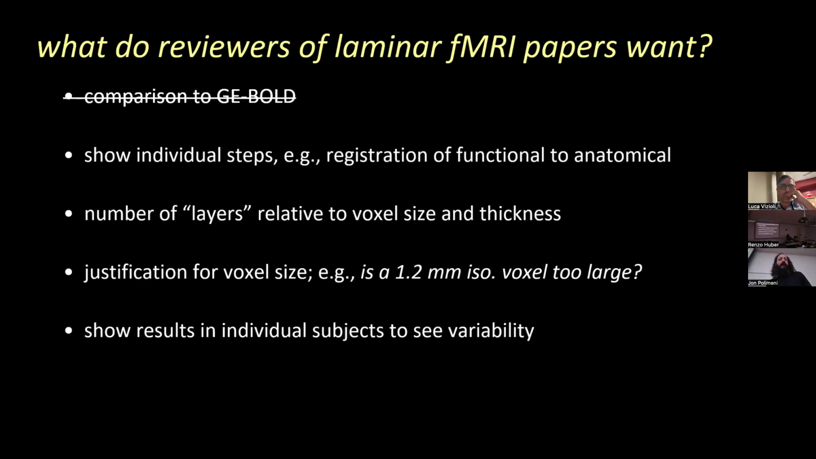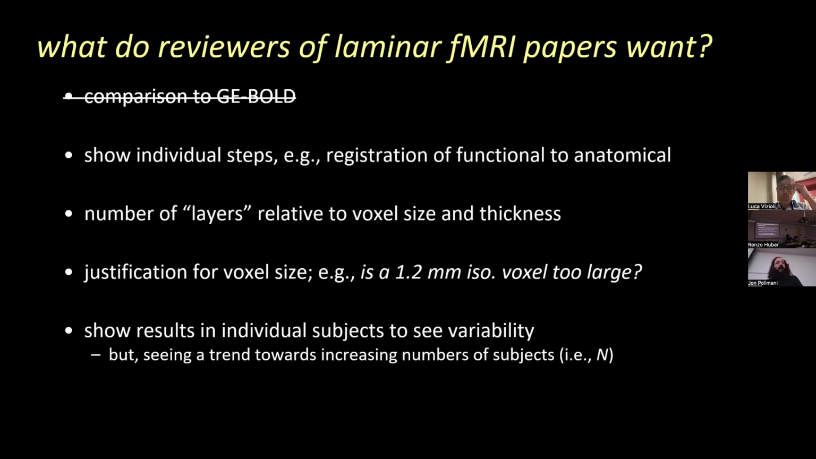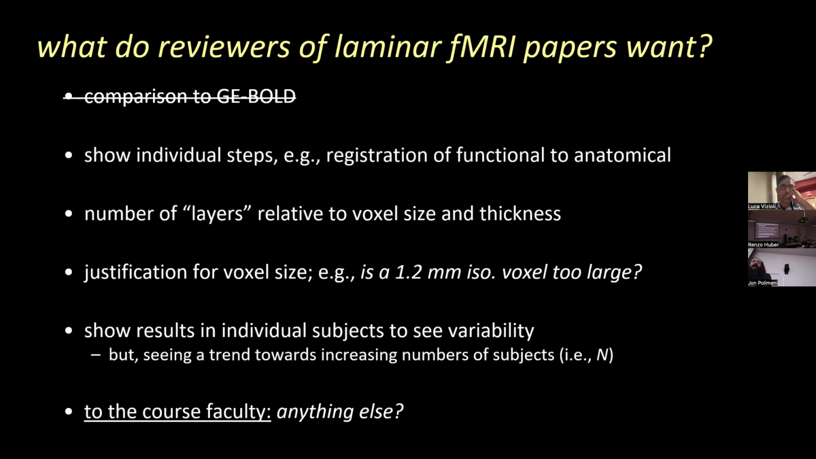I think reviewers want to see results in individual subjects. That's because studies today still tend to use small numbers of subjects. They want to see consistency across the individuals. This may change as we're moving to higher end studies. Again, we're seeing a trend towards increasing N. And maybe we can ask the course faculty if they see anything else. This is something that I see quite often, and perhaps we can discuss this at the coffee break.